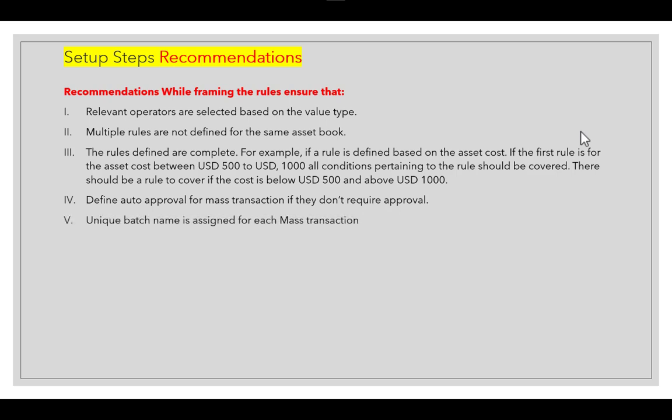A unique batch name is assigned for each mass transaction. Don't enter the same batch name every time. You have to use a unique batch name for each mass transaction. For example, retirement: the system will ask you what is the batch name for this retirement. It will be, for example, retire 1, retire 2, but don't duplicate the batch name for the mass transaction every time.